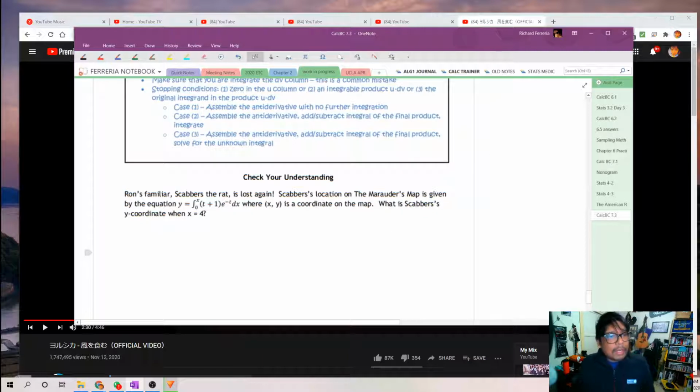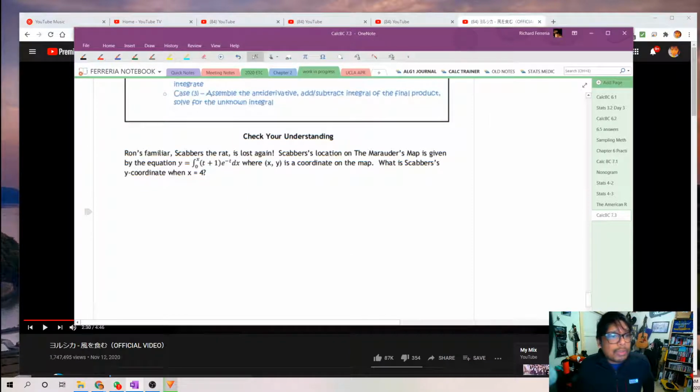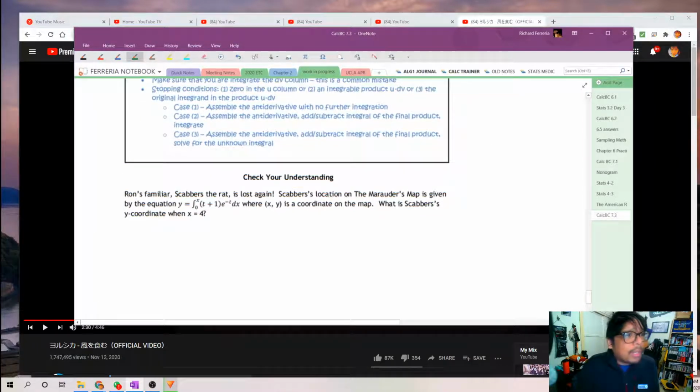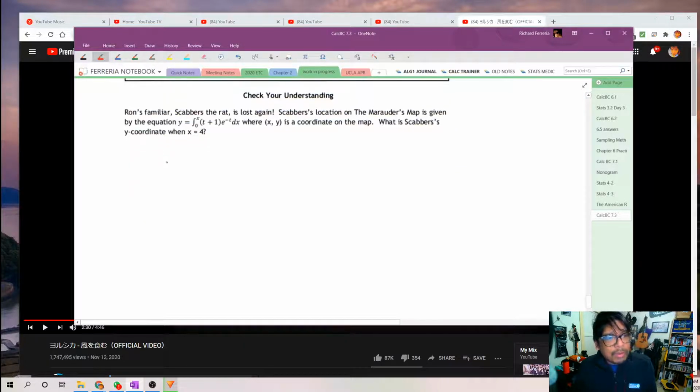So we'll take a look at check your understanding. We'll see which of those three cases we need to use. Oh, I should have written here that the tabular method is kind of an optional method. Okay, maybe I'm not going to write it because I want you to learn this method. It really does speed things along.